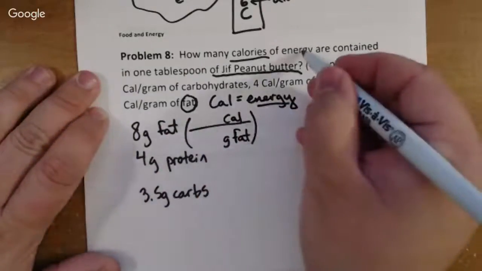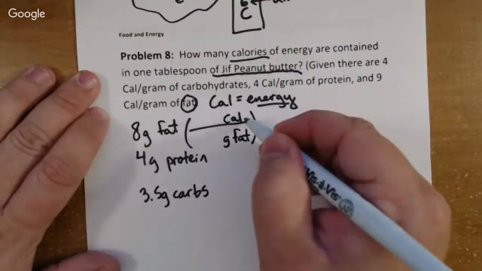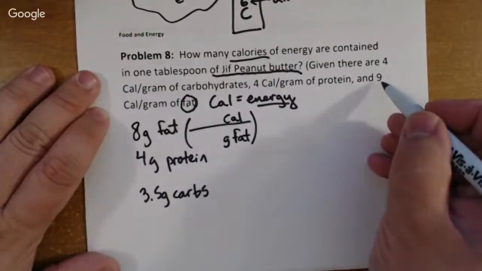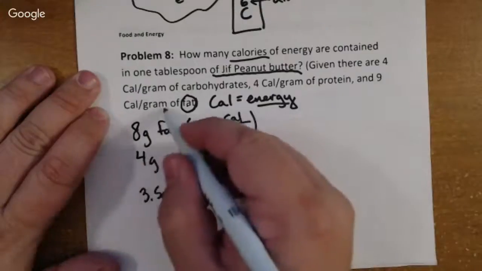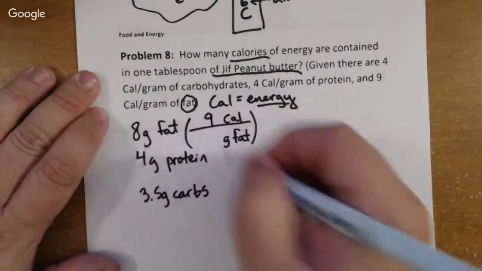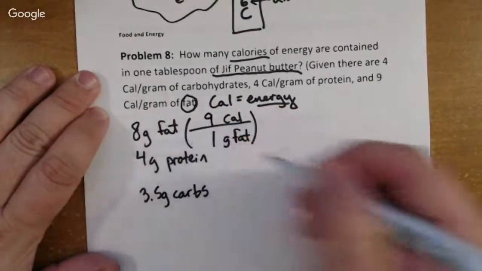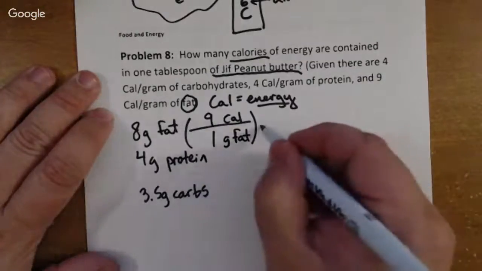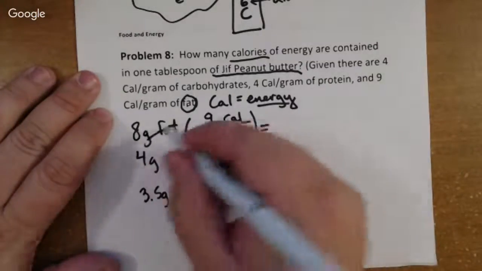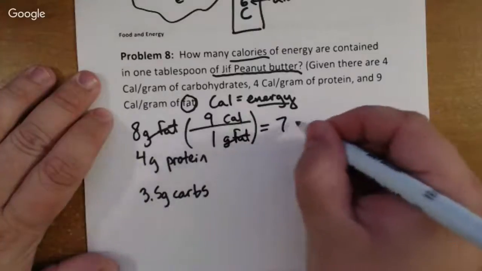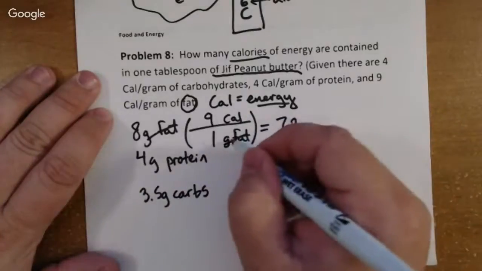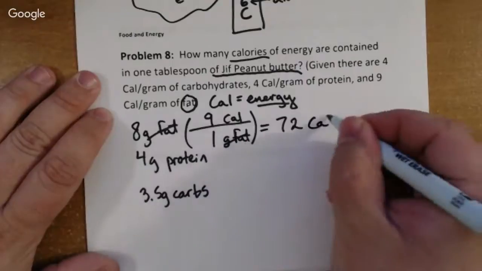Because I'm trying to look for energy, calories describes that. My conversion factor says 9 calories per gram of fat. So 9 goes in the top with calories per 1 gram of fat. Grams of fat cancel. 8 times 9 is 72. And grams of fat canceled, so that left me with calories.